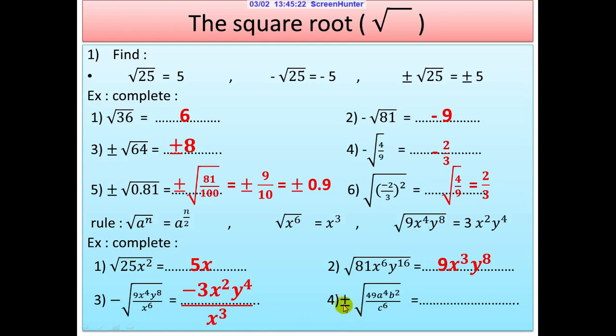Finally, he asks me to find positive or negative square root of 49a⁴b² over c⁶. We also find the square root of each number and symbol under this square root, and don't forget to put this sign. We take both of them, positive or negative. It will be equal positive or negative 7, a power 4 becomes a power 2, b power 2 becomes b power 1, over c power 6 becomes c power 3.